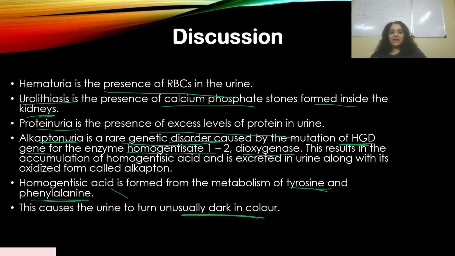Now alkapton is also excreted in the urine. It's an oxidized form. That's why it's called alkaptonuria. So basically it is a presence of homogentisic acid, formed from the metabolism of tyrosine and phenylalanine, and this causes the urine to turn unusually dark in color. Clear? So I've covered this.